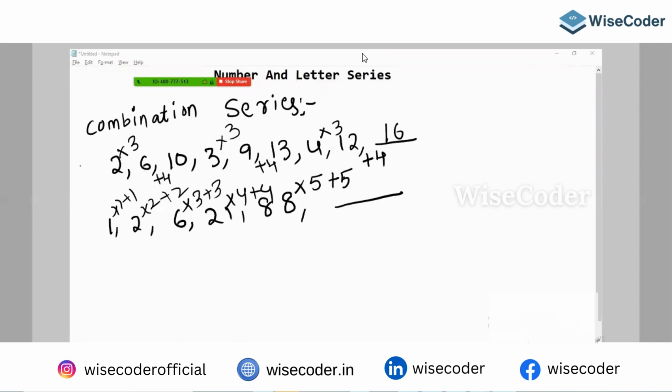Look at here how to calculate. 88 times 5: 8 fives are 40, so 440. Add 5. So the answer is what, guys? 445.